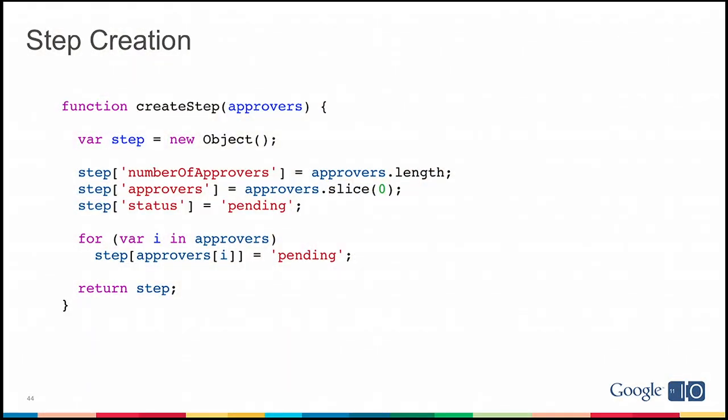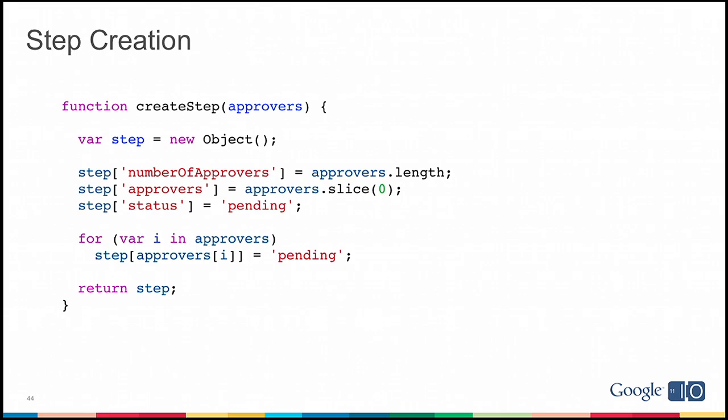So we're going to create a step. It's going to take a list of approvers for the step. We're going to create a JavaScript object in the first row. We're going to set the number of approvers in the step to be the number of elements passed in our array. We're going to copy that array. It's just a little quirk of JavaScript that we don't want a reference to an array. We want an actual copy, so we use the shorthand approvers.slice. And then we're going to set the status for the overall step to be pending.